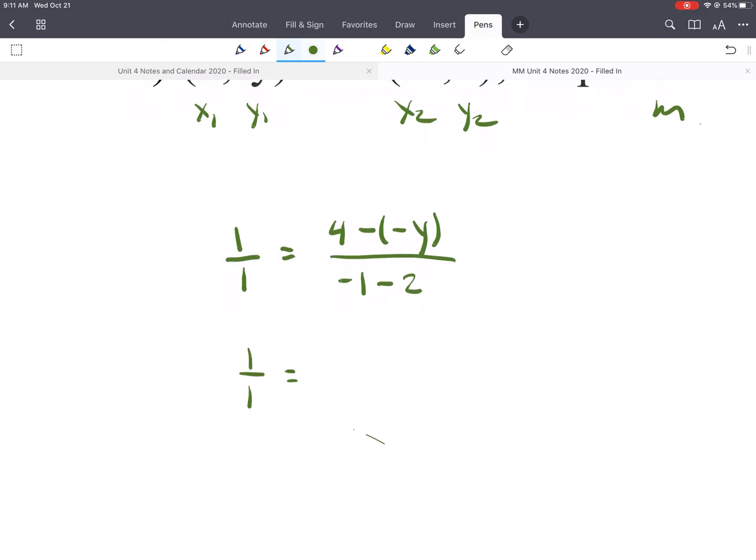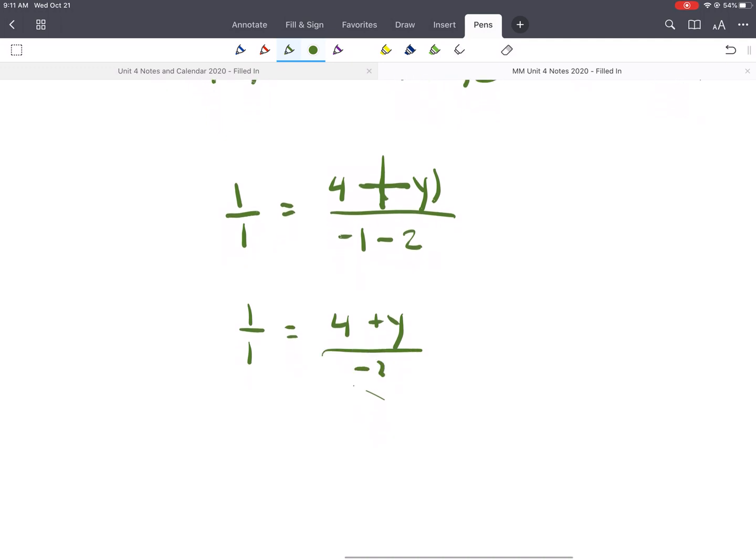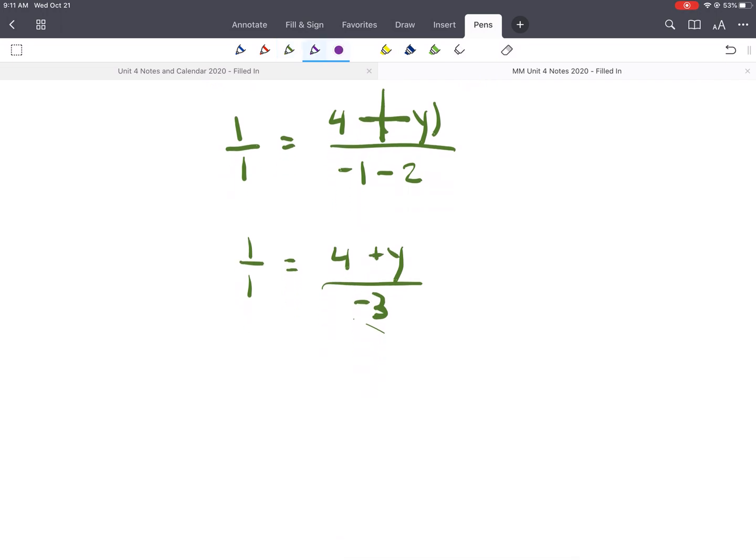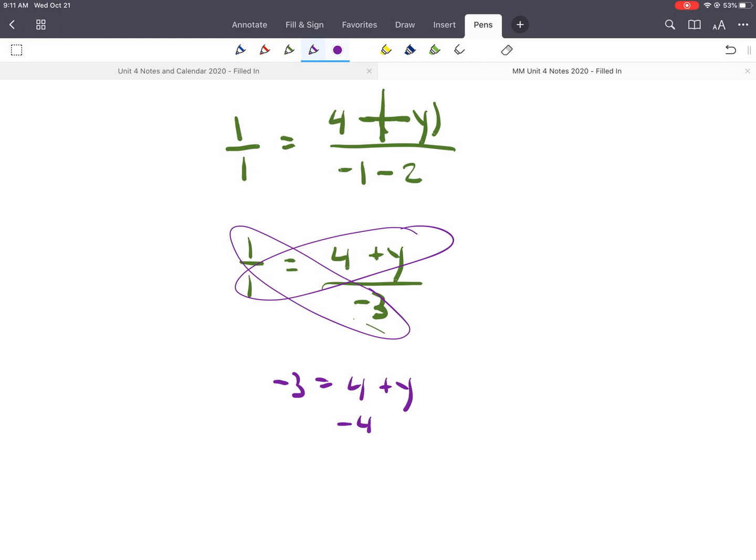So we have 1 over 1 is equal to 4 plus y, so remember, a negative and a negative gives you a positive, all over negative 3. So negative 1 minus 2 is negative 3. We'll cross multiply. So you may be concerned if you didn't have that 1 underneath, you may be curious how we are supposed to do this problem. Okay, so cross multiply. That gives us negative 3 is equal to 4 plus y. And then we'd subtract 4 from both sides. So we'd get y is equal to negative 7. Okay?